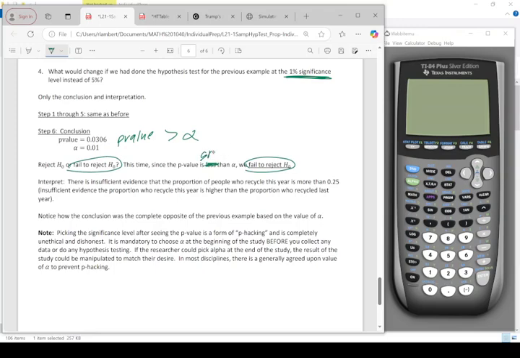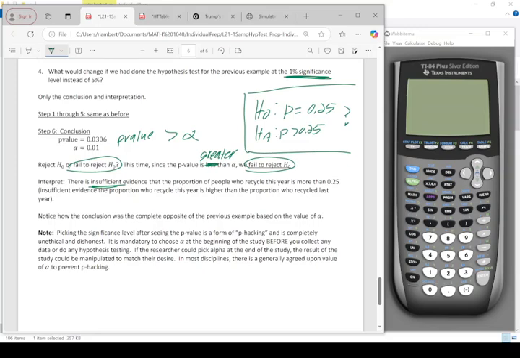This should read greater. And remember what happens when we fail to reject. We have 2 ideas, and when we fail to reject one of the ideas, we still have 2 ideas. So we don't know. So we have insufficient evidence that the proportion of people who recycle this year is more than the last year's proportion of 0.25.